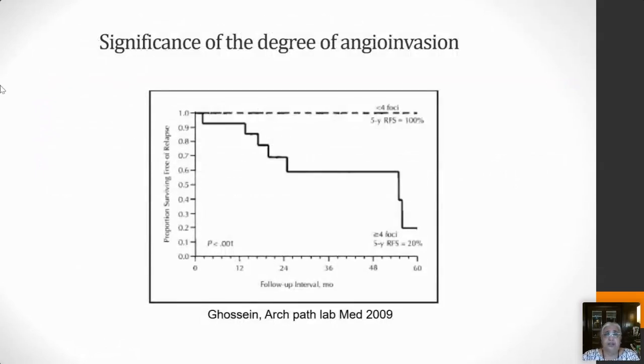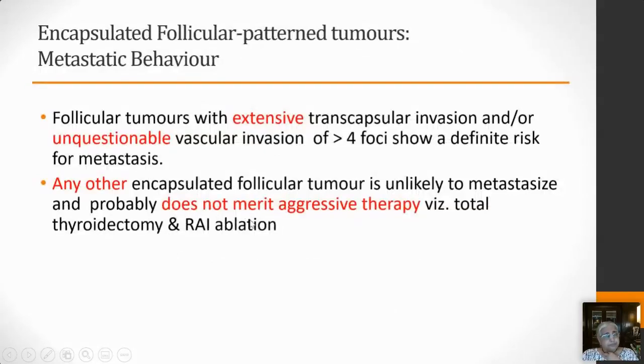I think a lot of people are familiar with this. If you have less than 4 foci of angioinvasion, at least according to this paper by Hossein, the 5-year recurrence-free survival was 100%, whereas if you had more than that, it fell to near 20%. So given this, the metastatic behavior of these encapsulated follicular patterned lesions was, if you had extensive transcapsular invasion or unquestionable vascular invasion of greater than 4 foci, then these tumors had a definite risk for metastasis.